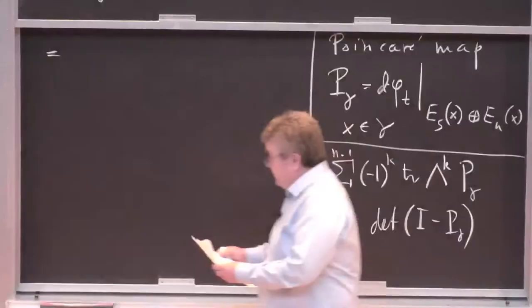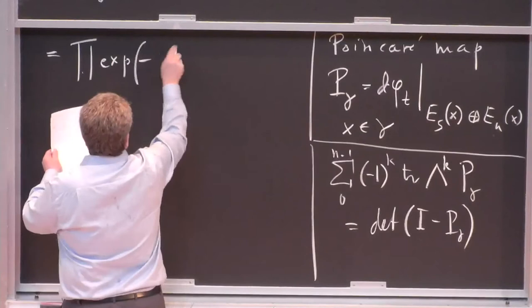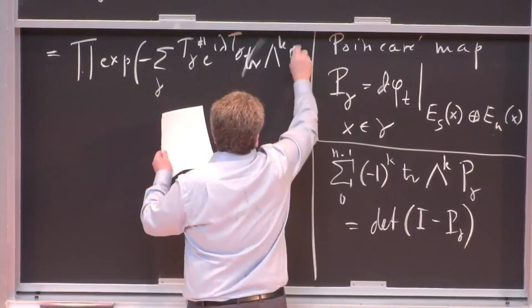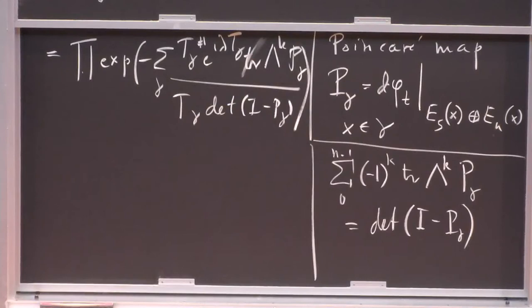So using this fact, we can rewrite our statement here as the product of x of minus gamma, T_gamma sharp, e to the i lambda T_gamma, trace of P_gamma, divided by T_gamma determinant of I minus P_gamma, which we just established to be non-zero. Okay, so this is the assumption.